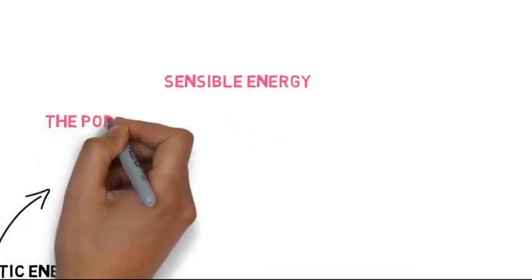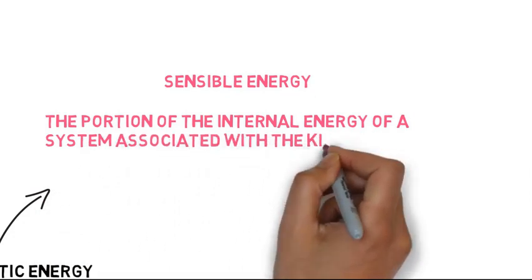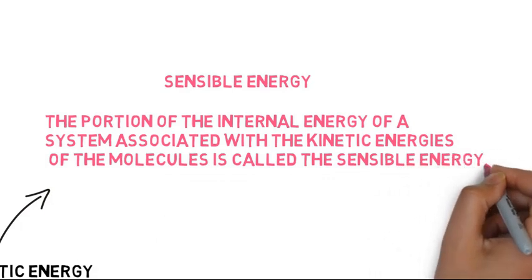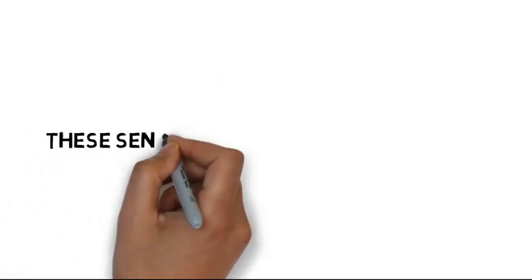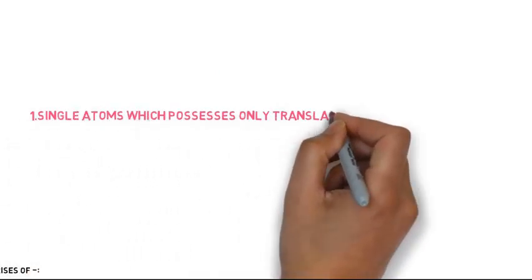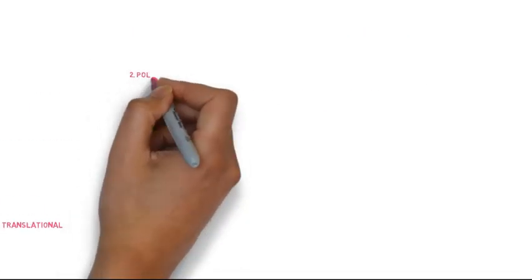So what is this sensible energy? The portion of the internal energy of a system associated with the kinetic energies of the molecules is what we call the sensible energy. Now, this sensible energy comprises, first, single atoms, which possess only translational kinetic energy, as is shown here. This is an atom which possesses only translational kinetic energy.